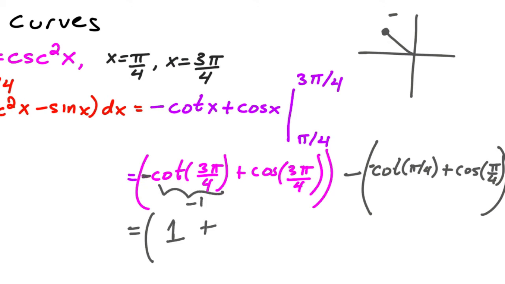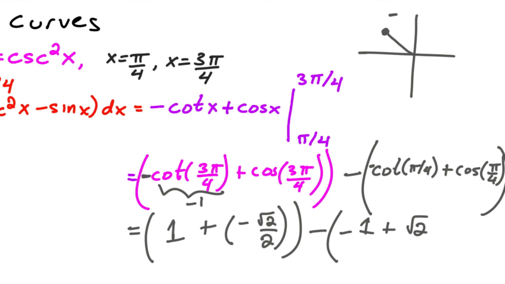And then plus cosine of 3 pi over 4. That's minus root 2 over 2. And then minus, again, negative cotangent of pi over 4, that equals positive 1. So then we have minus 1. And then plus root 2 over 2.